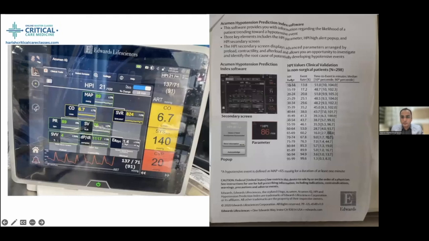As I already told, if you see the hypotension prediction index range, when we move towards 90 to 94, 95 to 99, the probability of the event percentage is increasing, almost 99.6, and the time required for the onset of hypotension is reduced to around 1.3 minutes. Remember, when we have the lowest value of hypotension prediction index, say 10 to 14, the probability of having the event is around 13.8%, maybe in an hour, around 51 minutes. So if you move towards 100, less time is required for getting that hypotensive episode.